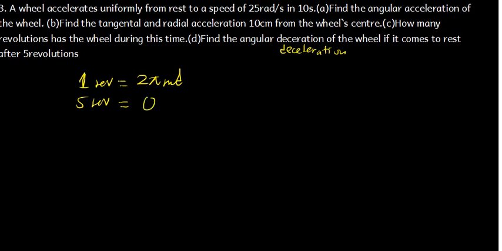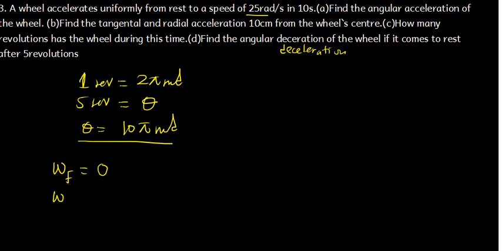So I can just say theta. Theta times 1, that would be theta, and 5 times 2 pi would be 10 pi radians. So this is the distance. It will come to rest after this. If it comes to rest, that means the final angular speed is going to be 0. Well, what is the initial angular speed? Because it was moving at 25, if it starts to go to rest, that 25 acts as the initial, because it will start from 25 and start decreasing.